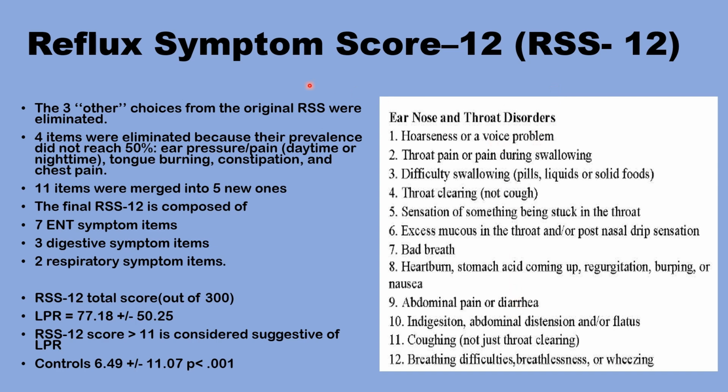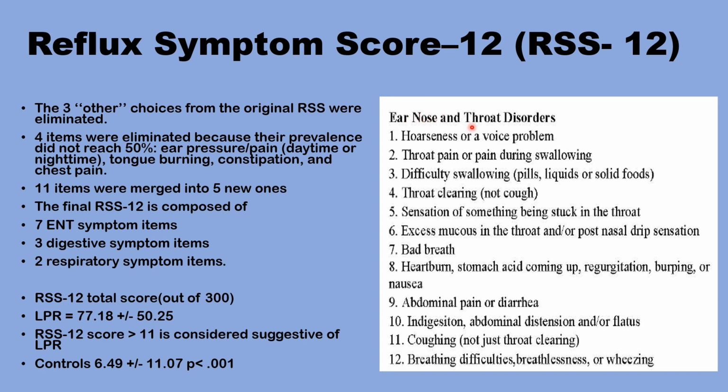This was achieved by omitting the 3 optional questions from the original scoring system, and 4 items were also eliminated because they had not reached a 50% prevalence rate, and 11 of the items were merged to form only 5 items. So we end up with 12 different items in 3 sections.